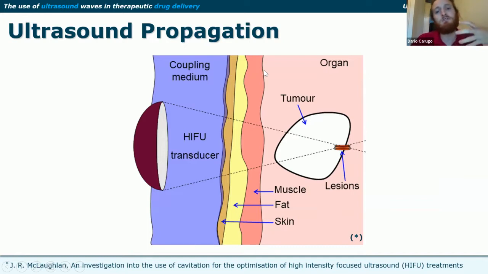So it will have to cross different types of tissues and potentially organs which have different characteristics and different ways of interacting with the ultrasound wave that we generate extracorporeally.